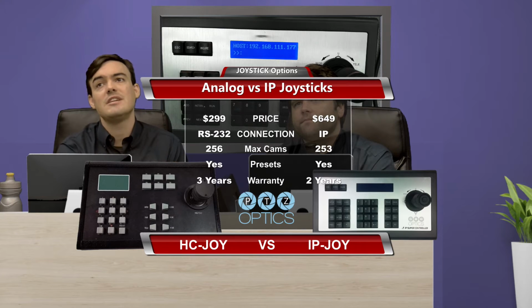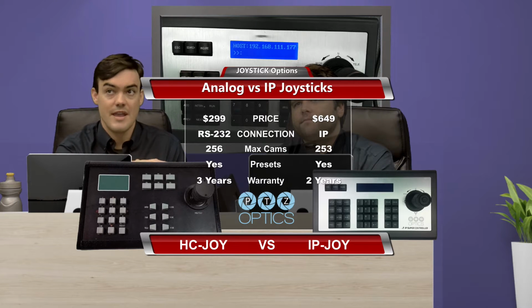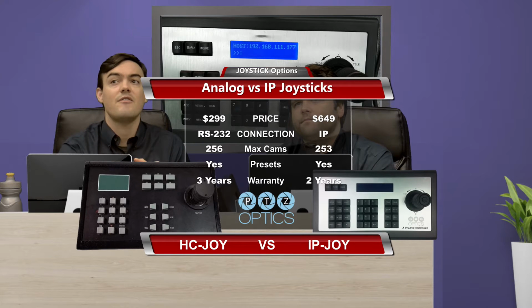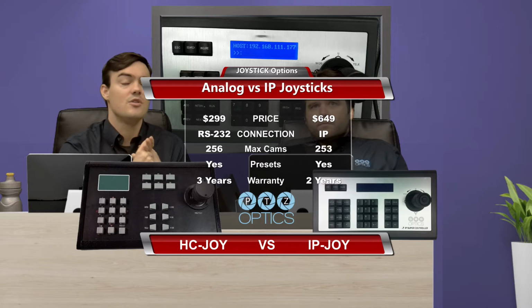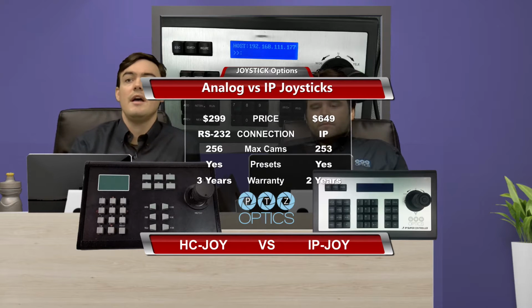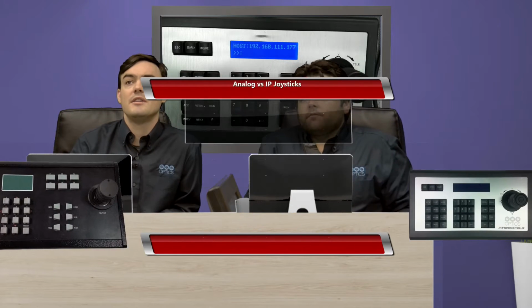The IP joystick's a little bit more expensive. It does everything over the network. You can have a maximum of 253 cameras. It does support presets and tours, and it has a 2-year warranty. So let's go ahead and jump right into our presentation.